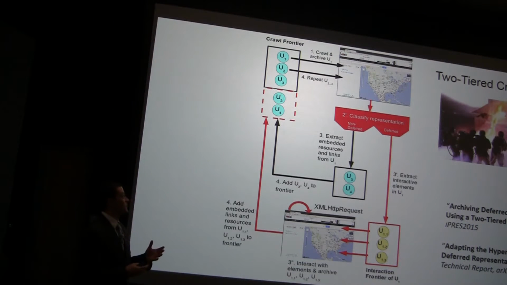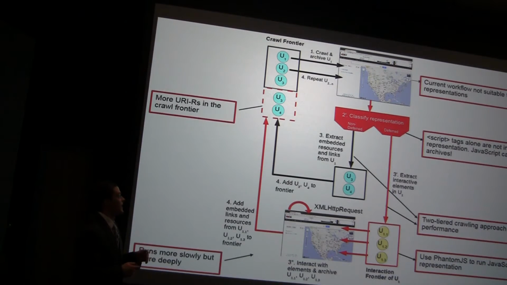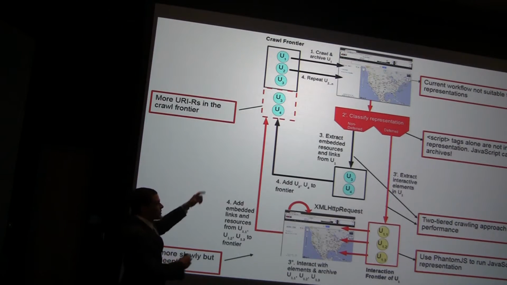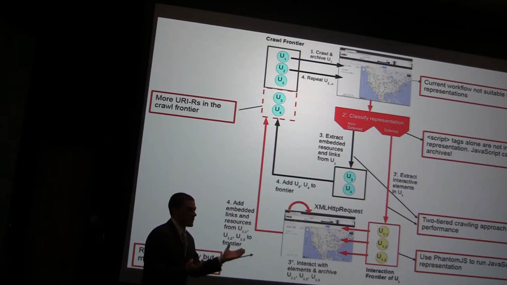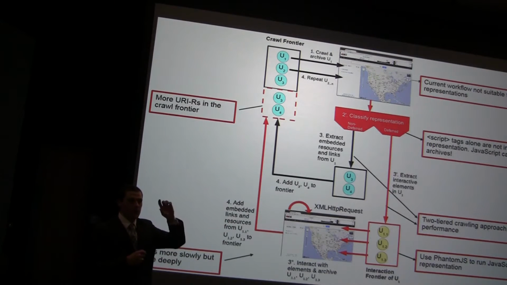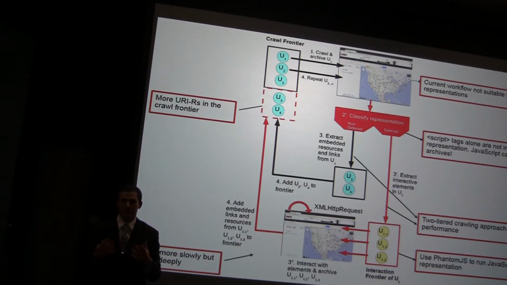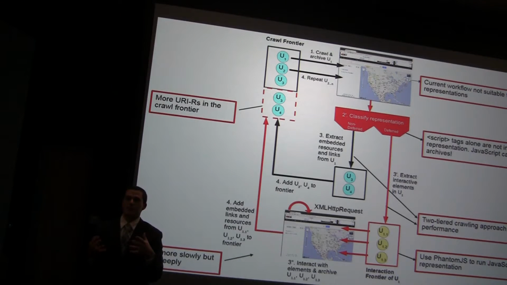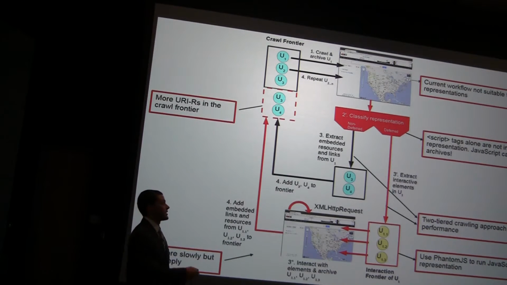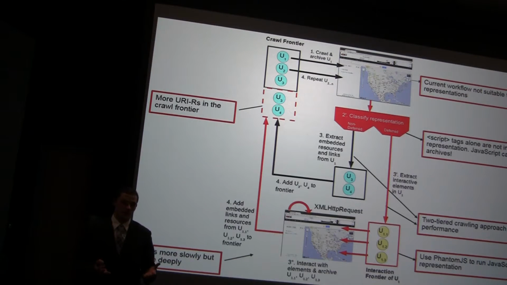And in this 2-tiered approach, we start out the same way. We start out by selecting something from our crawl frontier, we dereference it, and we get back a representation. Now what we want to do here is, as we've talked about, the traditional pipeline of archiving is actually suitable for non-deferred representations. So if a representation is going to be non-deferred, we want to send it through that same pipeline that it would normally go through without our 2-tiered approach.